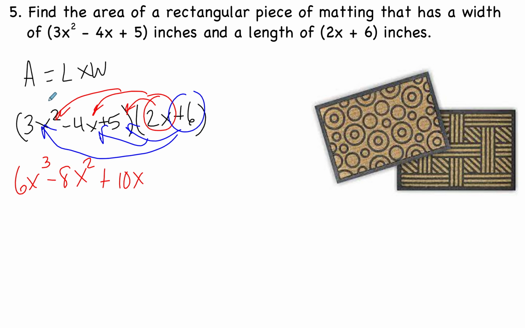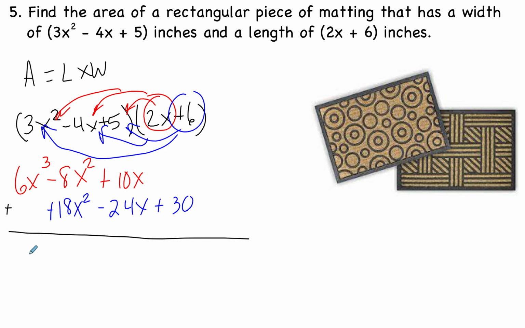Positive 6 times 3x squared is plus 18x squared. 6 times negative 4x is minus 24x. And 6 times 5 is 30. Now we need to go ahead and add our terms together, giving us a final answer of 6x cubed plus 10x squared minus 14x and plus 30.